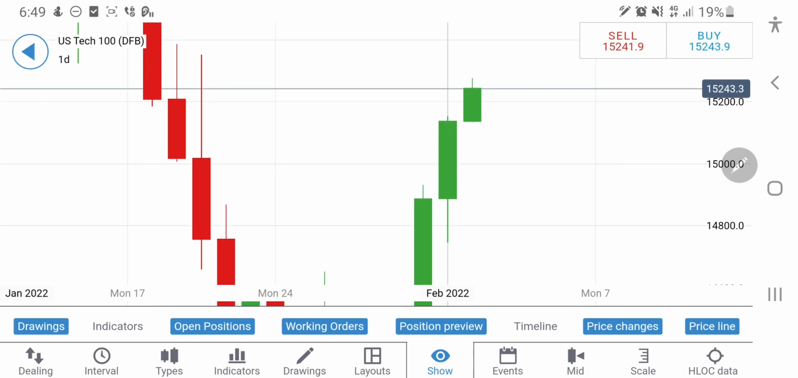Also look at the size of the candle. The previous candle was almost 250 points, as I had shared yesterday also. So this time we should expect at least 150 points, and that is why I say 15,150 to 15,300. That is what the range is.